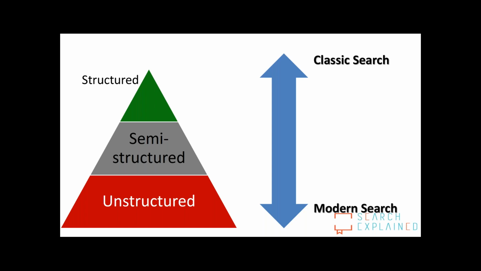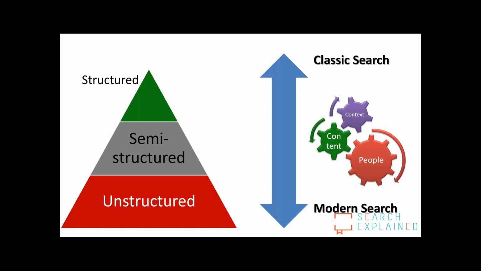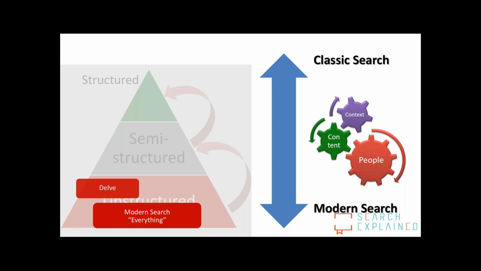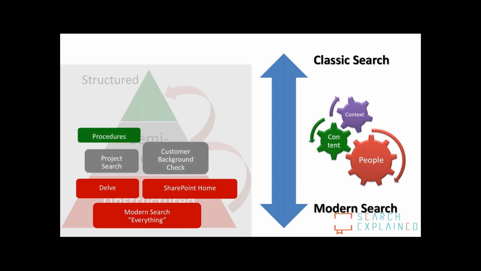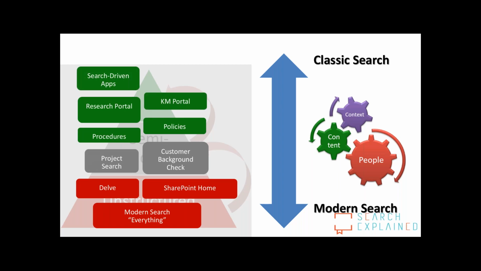So back to my content pyramid, let me show you some examples in which cases our modern search or personalized search is better and in which cases classic search is better. So going from the bottom to the top, modern search is everywhere in Dev, in SharePoint Home.